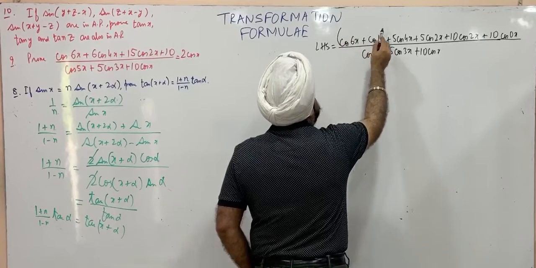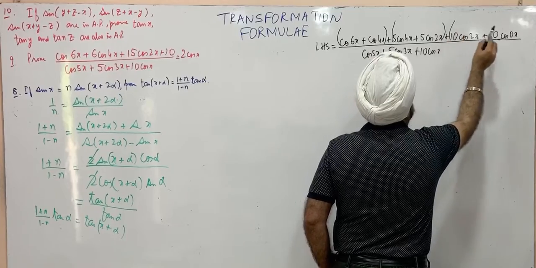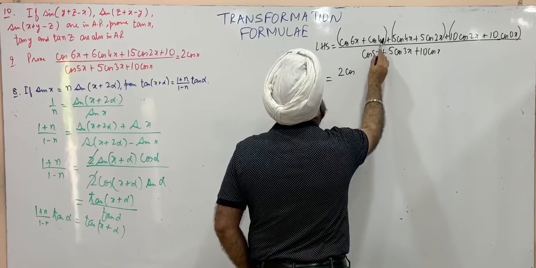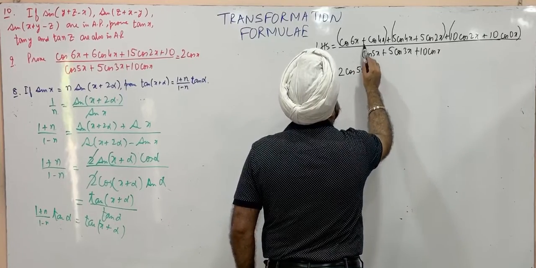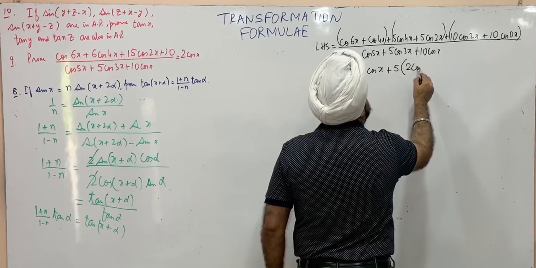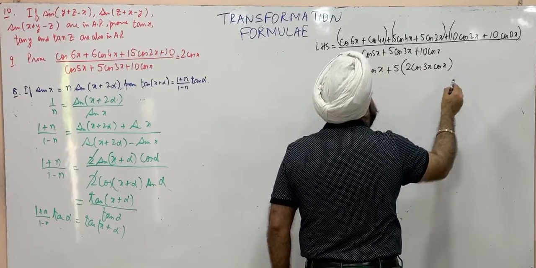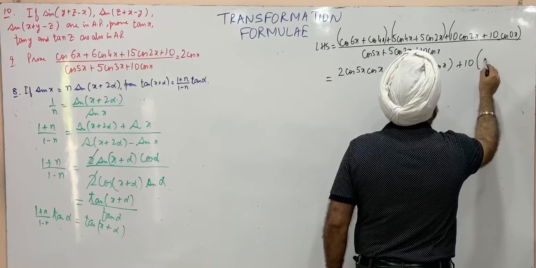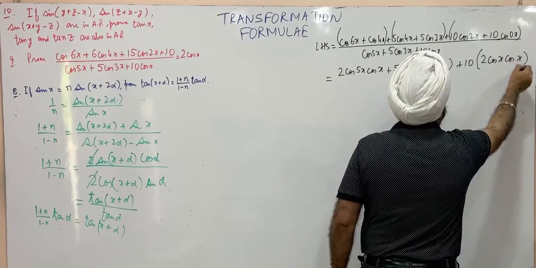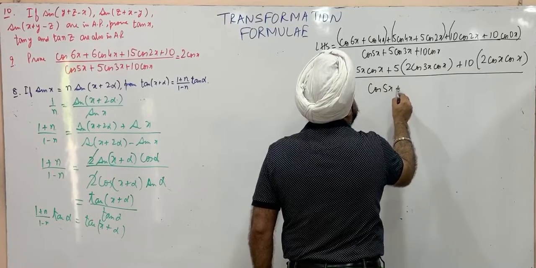Cos of 0 is 1. So we combine like this: the first two terms, then the third and the fourth terms, and the last two terms. This is 2 cos sum of angles upon 2 into cos of difference of angles upon 2. 5 common, 2 cos sum of angles upon 2 into cos of difference of angles upon 2. This is 2 cos sum of angles upon 2 into cos of difference of angles upon 2, and no change in the denominator.